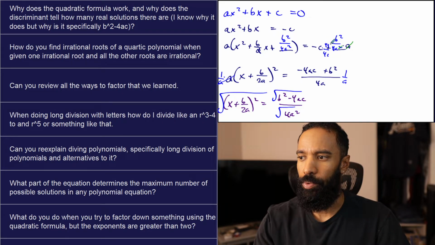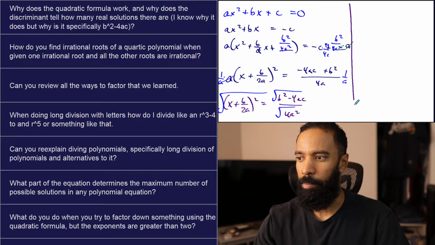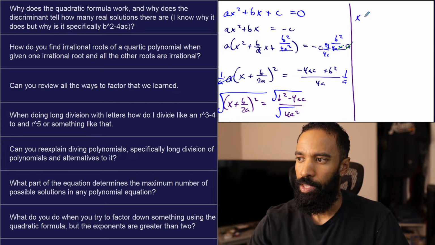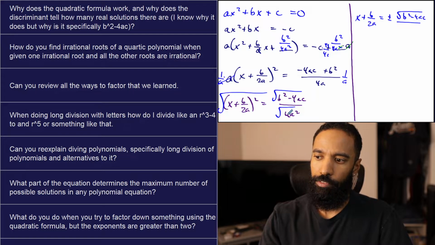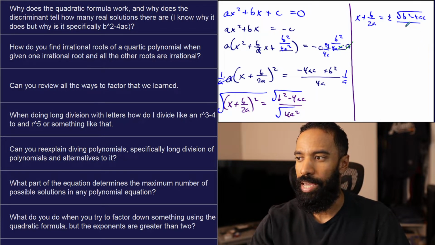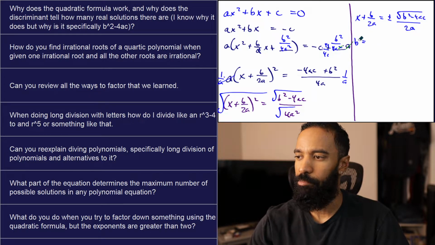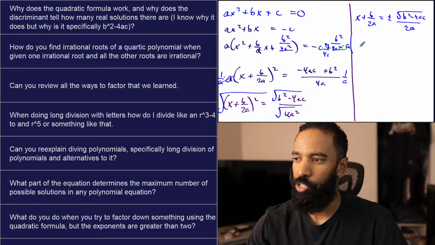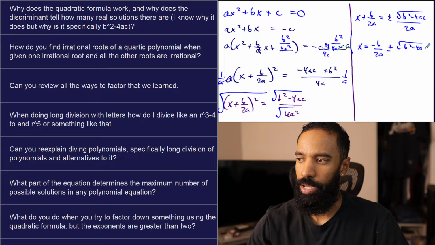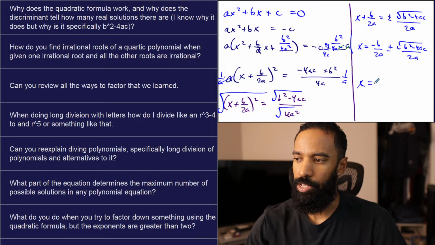Now, when we take the square root of something with an x in it, we can't assume that the thing we squared would have been positive, so we have to include a plus or minus. So x plus b over 2a equals plus or minus the square root of b squared minus 4ac over the square root of 4a squared. Square root of 4 is 2, square root of a squared is a, so that's over 2a. And subtract the negative b over 2a, you get x equals negative b over 2a plus or minus the square root of b squared minus 4ac over 2a. And that's a common denominator, so you get x equals negative b plus or minus the square root of b squared minus 4ac all over 2a. So boom.